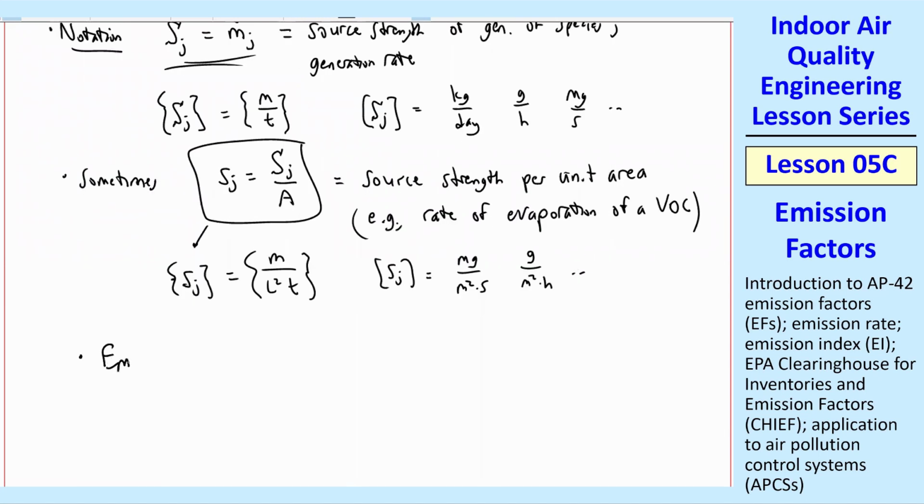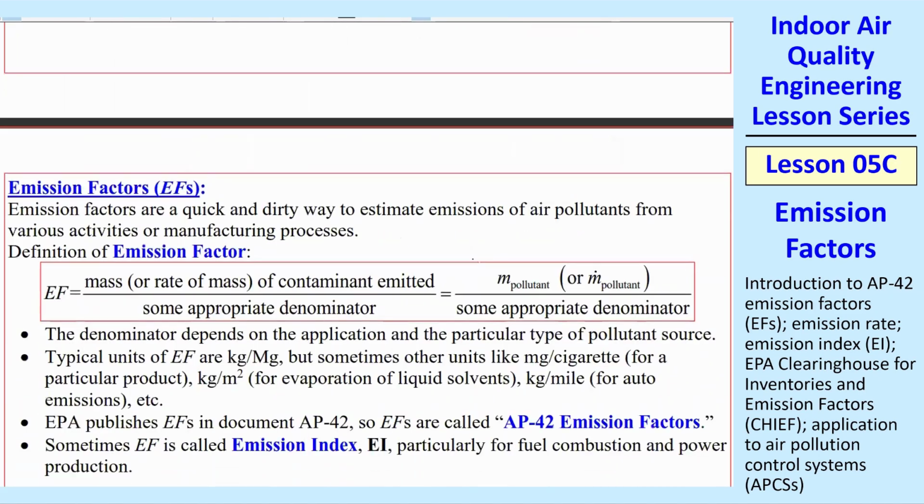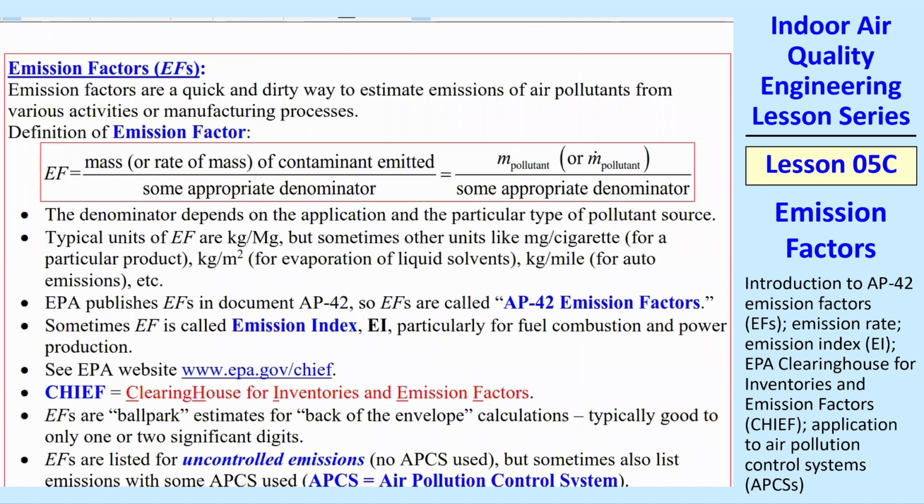We're going to talk about emission factors, and these are kind of a back of the envelope or quick and dirty way to estimate the source strength. So we estimate S_j or little s_j. So I want to talk about emission factors. So let's define emission factors. Here's the definition in that red box there. EF, emission factor, is the mass or sometimes the rate of mass of contaminant emitted divided by some appropriate denominator. So this will be either M pollutant or M dot pollutant. And the denominator depends on the application and the particular type of pollutant source.